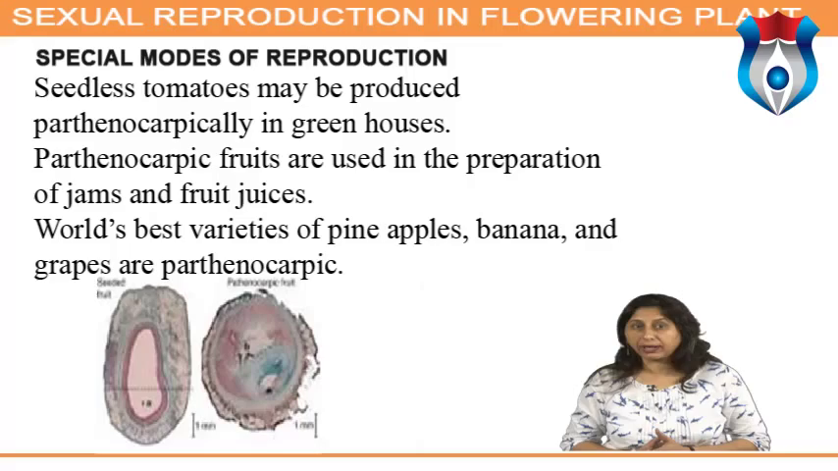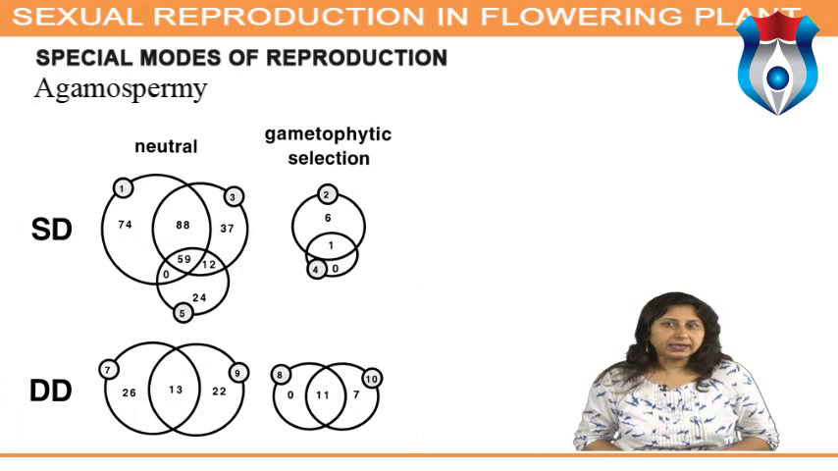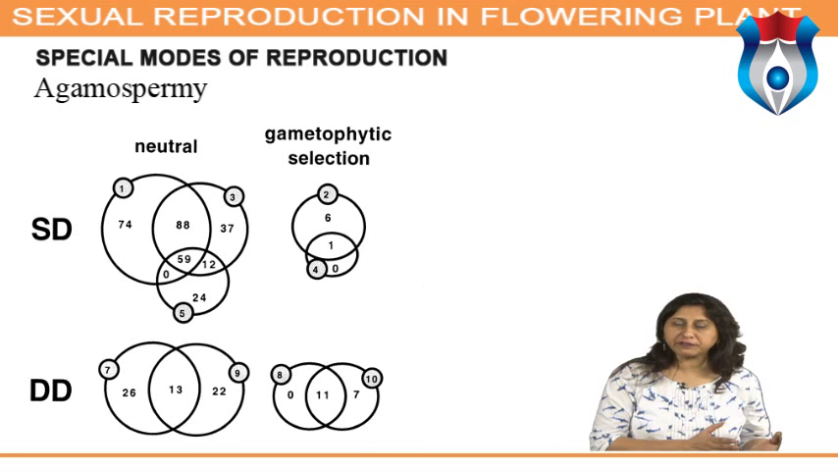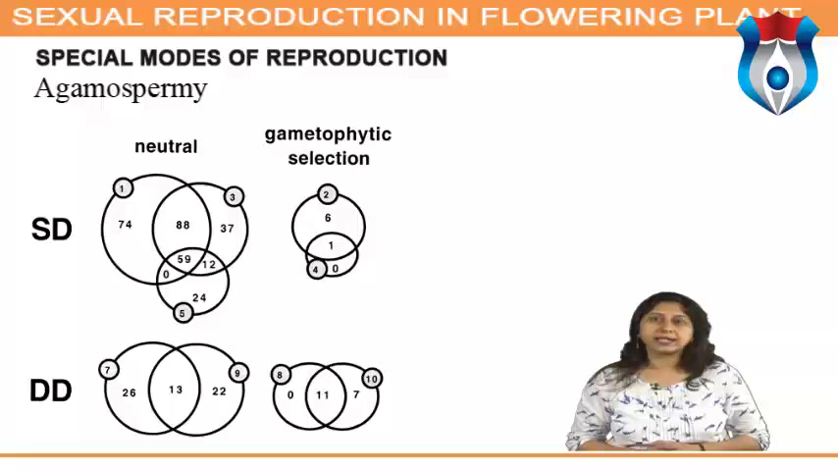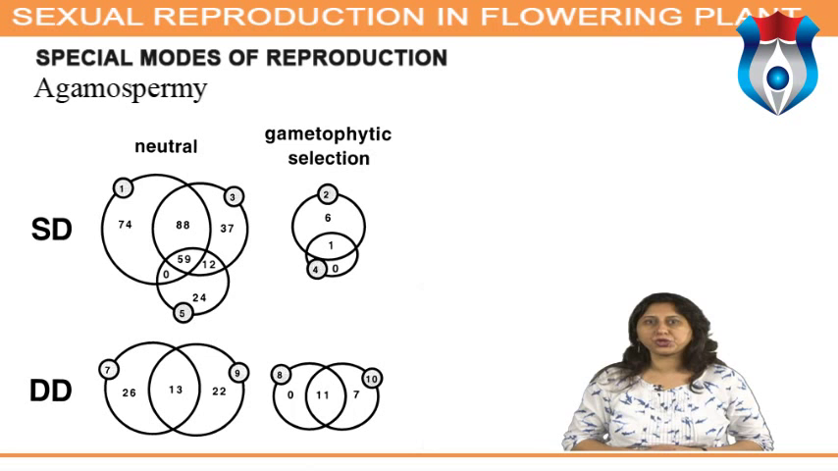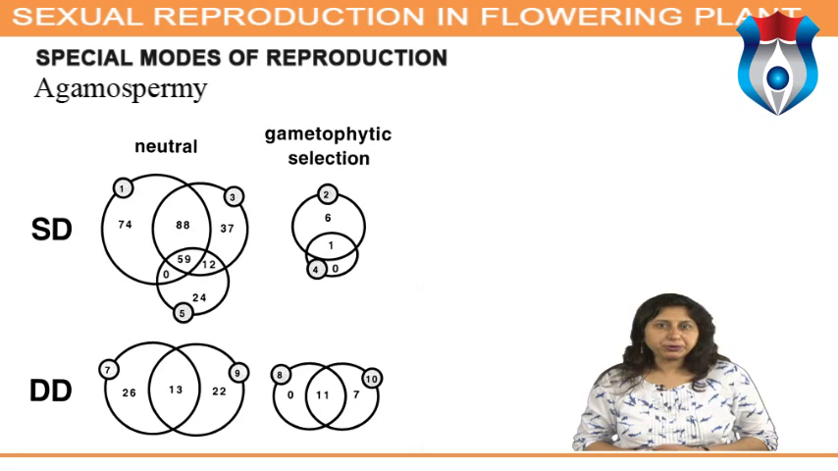Apomixis is a modified form of reproduction where seeds are formed without the fusion of gametes. In this method, a diploid cell of the nucellus develops into an embryo. The genetic constitution of the embryo will be identical to the parent. An organism that reproduces by apomixis is called an apomict.